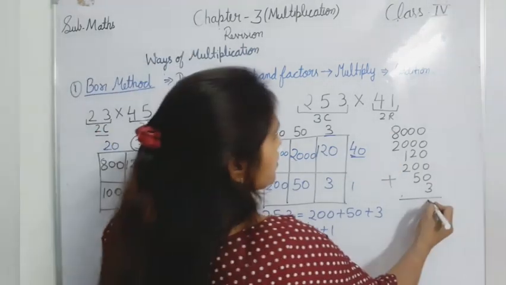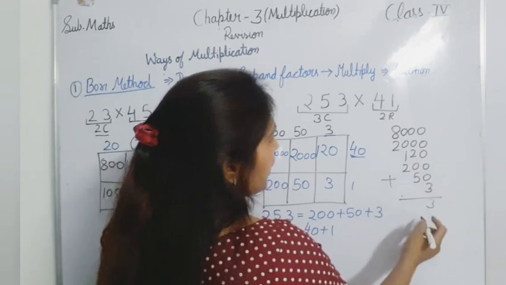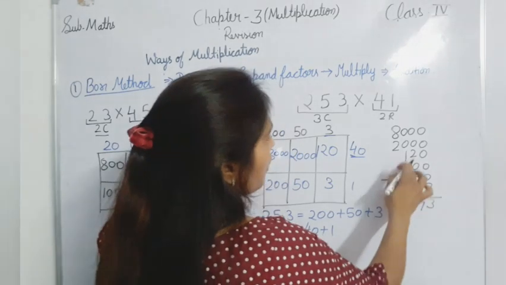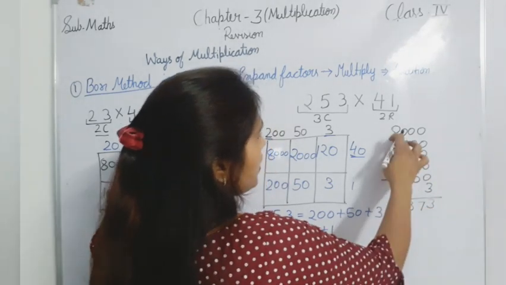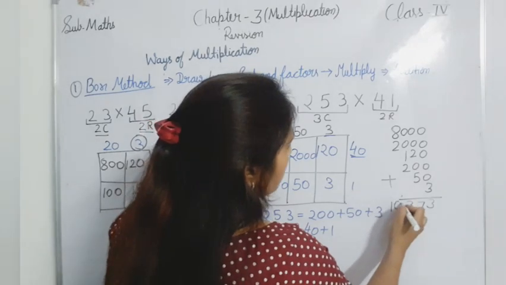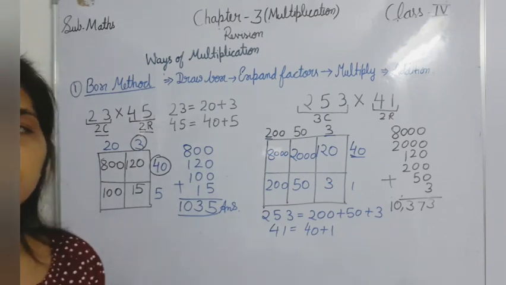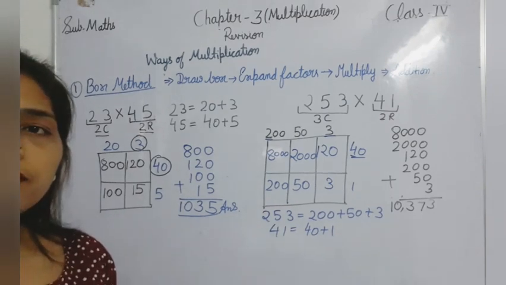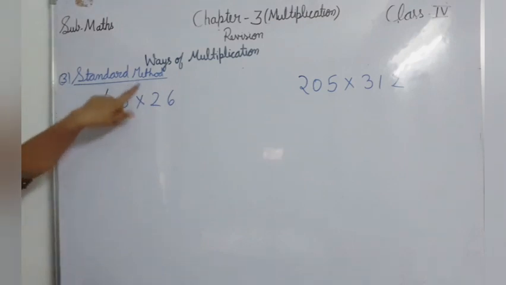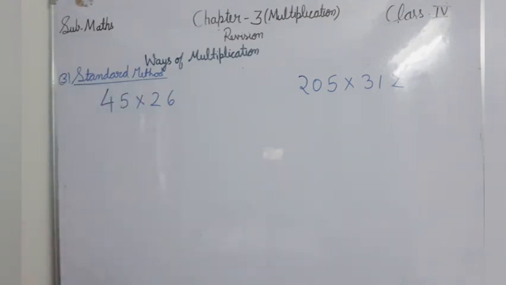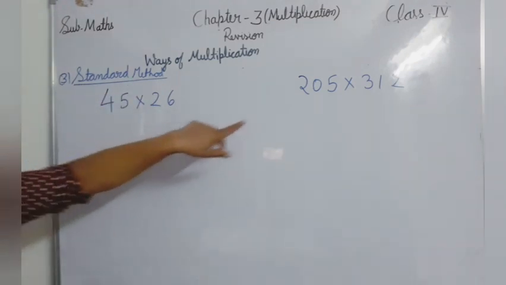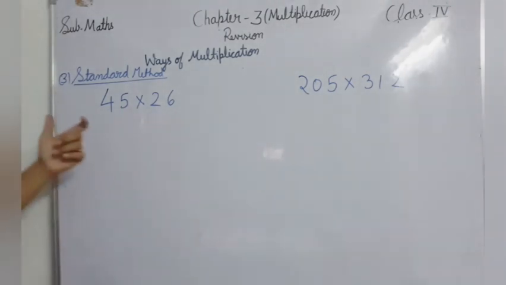So let's add: 3, 5 and 2 makes 7, 2 and 1 makes 3, 8 and 2 makes 10. So our answer is 10,378. I think it is clear to you. The last method is the standard method. So now I am taking a 2-digit number and a 3-digit number to multiply with the standard method. See, it's the simplest way.